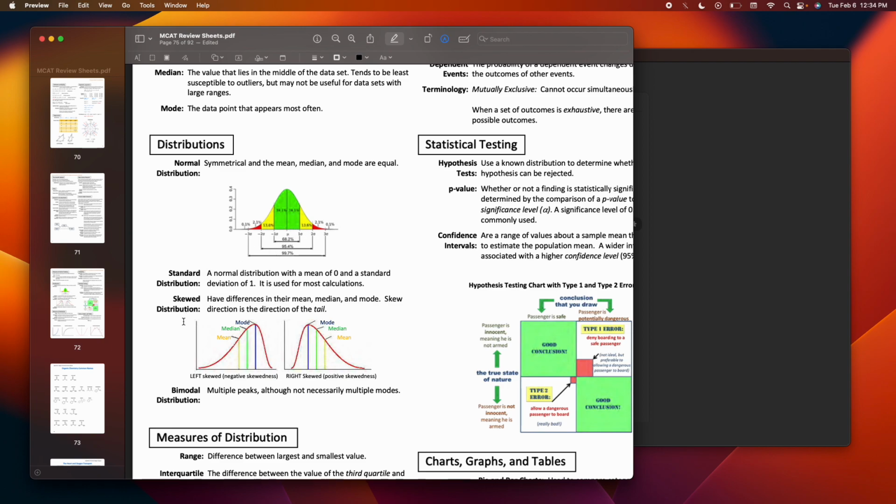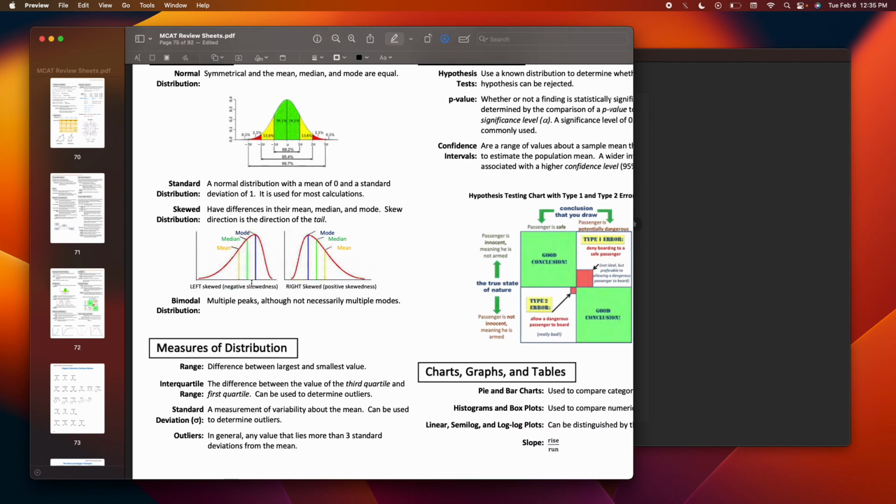Now skewed distributions have differences in their means, medians, and modes. Skew direction is the direction of the tail. So this is why it's positive, because the tail is on the positive end. Now a bimodal distribution has multiple peaks, although not necessarily multiple modes.